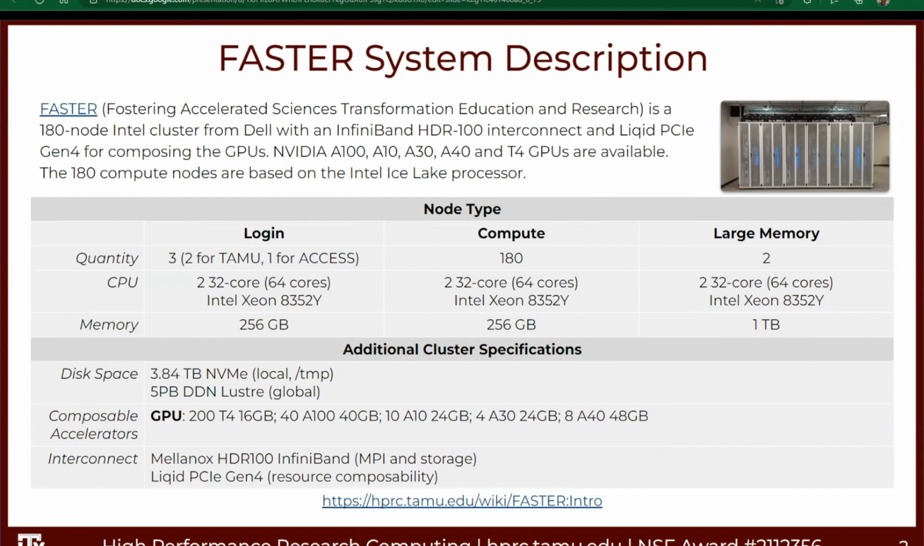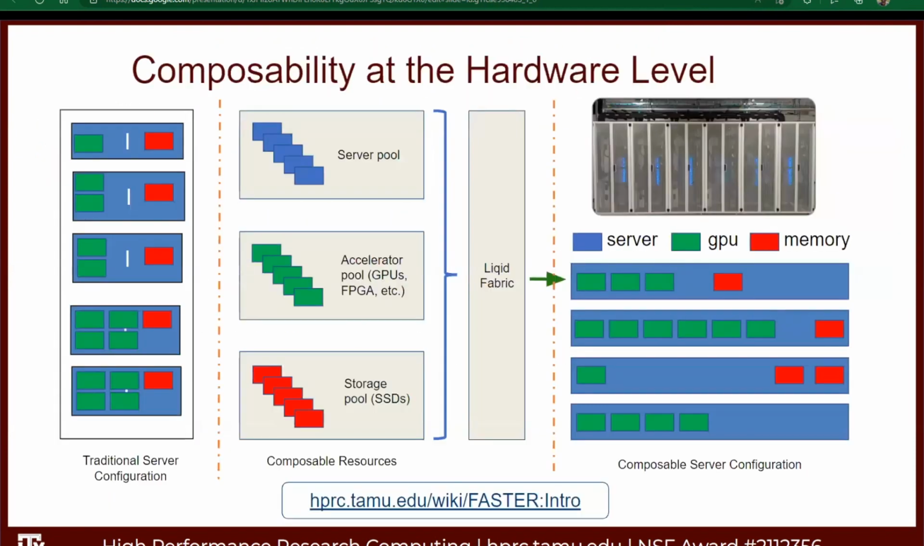And speaking about composability, this is a new feature of Faster. If you see the other supercomputers like Grace, on the left, this is a traditional server configuration where there's a server and a fixed number of accelerators that are hardwired into it. So if you request a node, that node can only use those 2 GPUs within the node. So you cannot add any more accelerators to it dynamically.